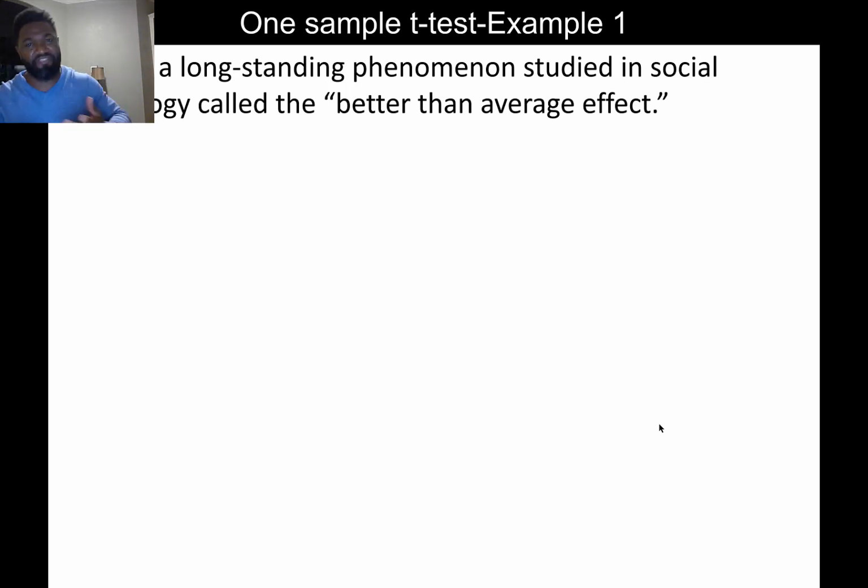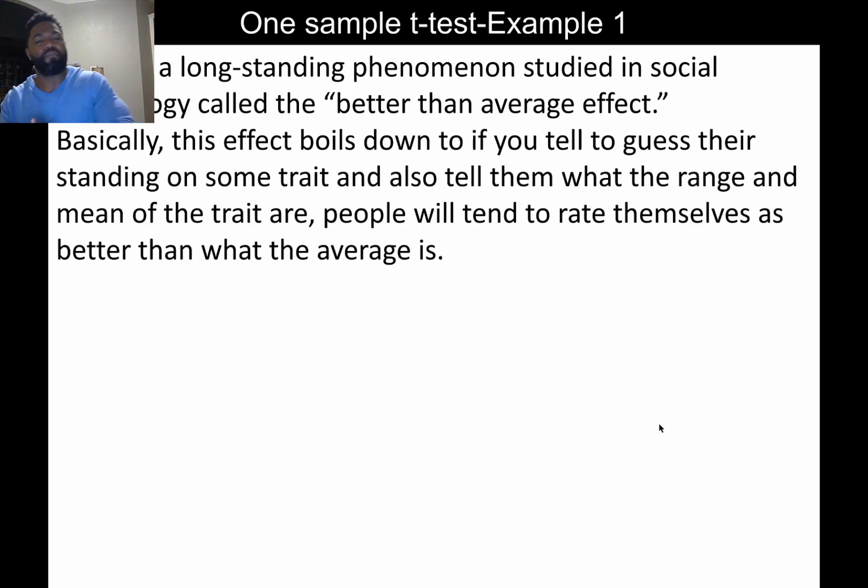So the better than average effect is a phenomenon that we've studied in social psychology for 50 years now. Basically what it boils down to is this idea that if you tell people to guess where they stand on some trait, like I just did, I said, how attractive are you? And you also tell them what the range of the scores is and what the average is, what people tend to do is rate themselves as better than the average, because nobody wants to be worse than average, right?